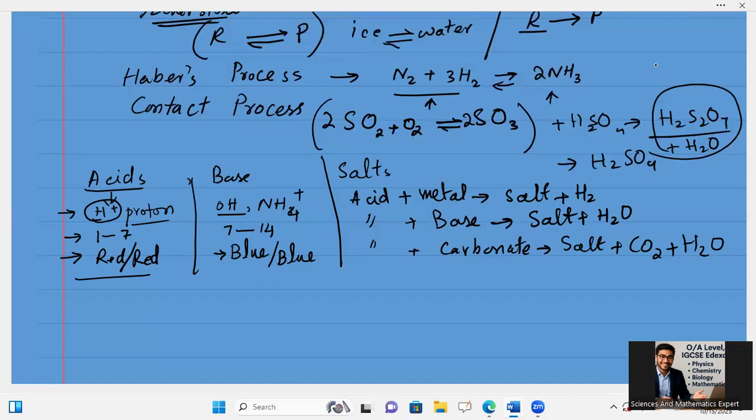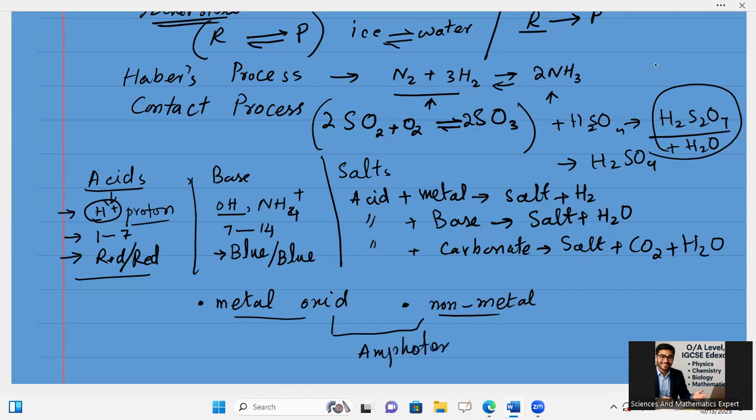Oxides are basically of three main types. If it is a metal oxide, it is basic in nature. If it is a non-metal oxide, it is acidic. And some oxides behave with both natures.